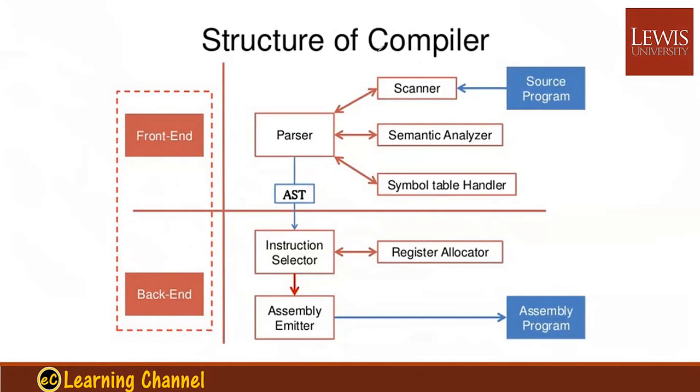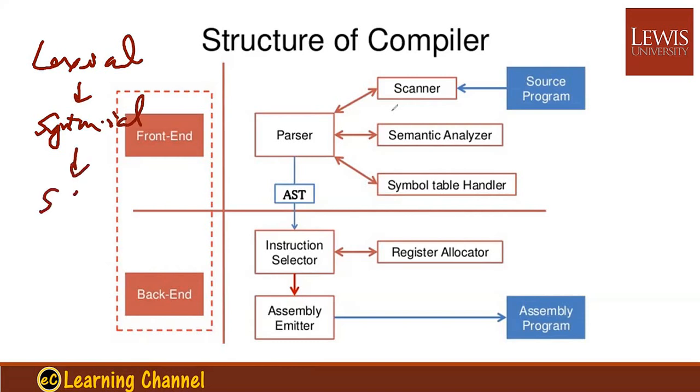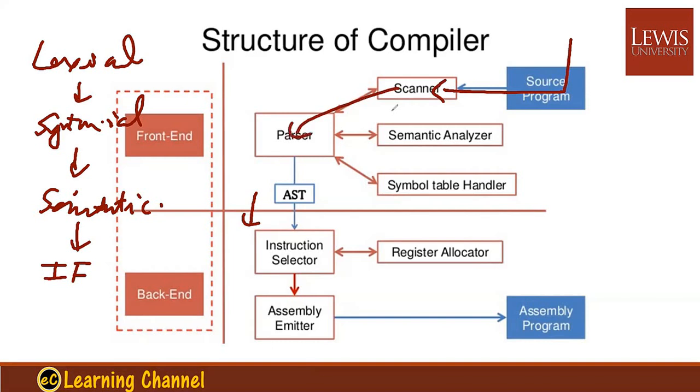The front end has three stages. It works on the lexical analysis, and then syntax analysis, syntactical analysis, and then semantic analysis. Then you go into the intermediate form generation that will be coming here. So in the front end, your source code goes through the scanner, then the parser, semantic analysis, and then the symbol table.